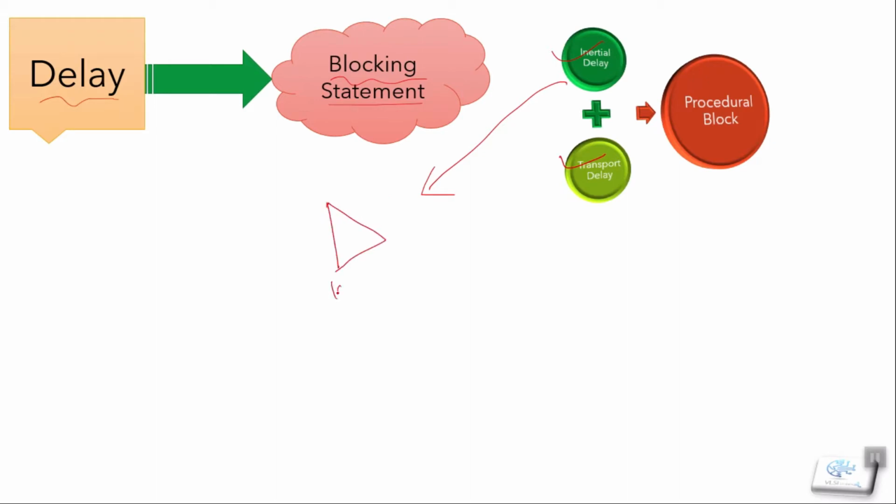Suppose we have a buffer with a delay of 10 nanoseconds and we are applying an input. Let's divide it with time steps: it is 10, it is 20, here it is 30 and 40. According to the inertial delay, any pulse with a width less than the gate delay will not propagate to the output. So all those glitches are simply eliminated in our inertial delay.